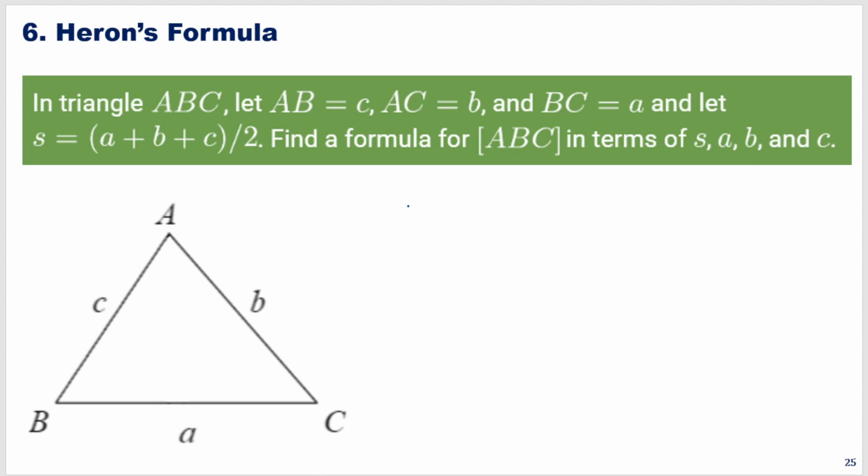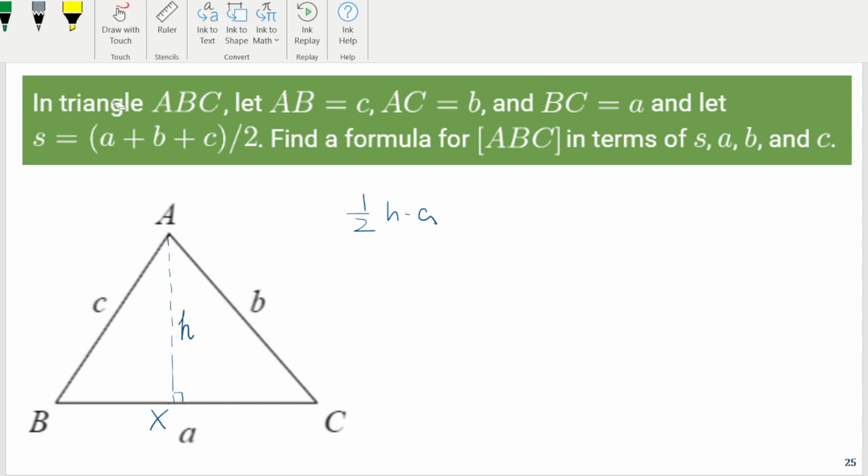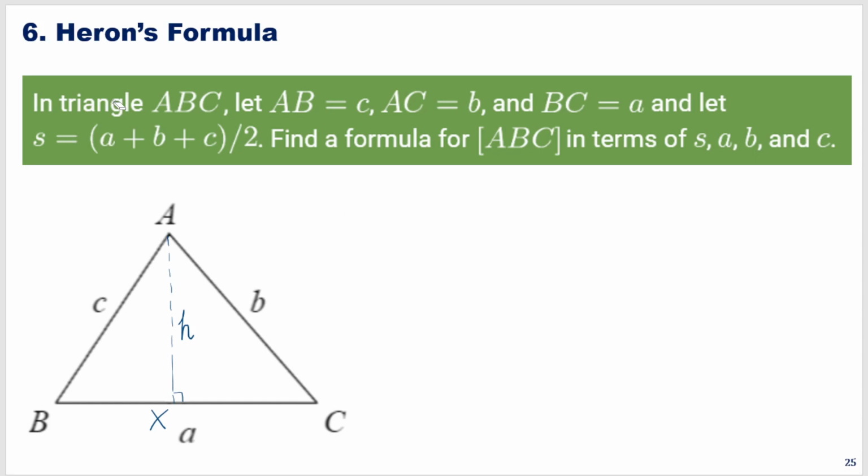Okay, I'll give you a hint. When you want to find the area of a triangle, usually we'll use 1/2 of its base and corresponding altitude, right? So suppose I draw AX that is perpendicular to BC and denote this side as h. Then of course the area of this triangle is just 1/2 of h times a, right? So can you find the length of h? Of course we already know a here. Can you find the length of h?